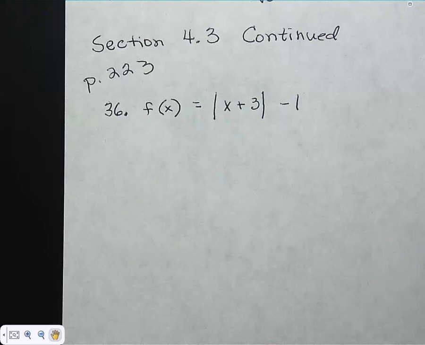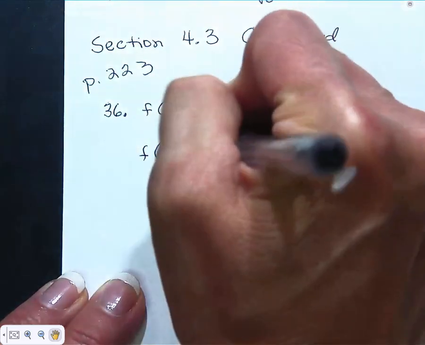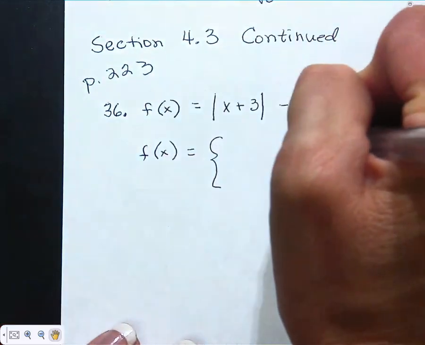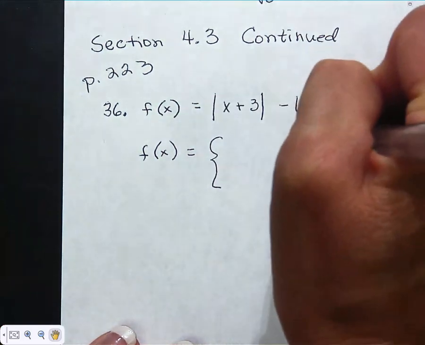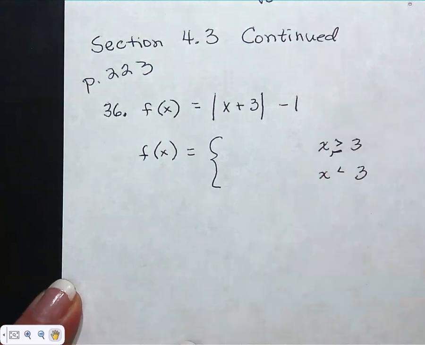So the critical number here is what? -3. We're going to have one piece of the function defined for all the values greater than or equal to 3, and one part of the function defined for all the values less than 3. So let's get those two pieces here. One thing for all the values greater than or equal to 3, and then something else for all the values less than 3.